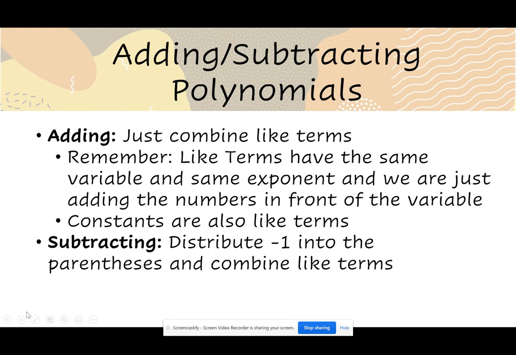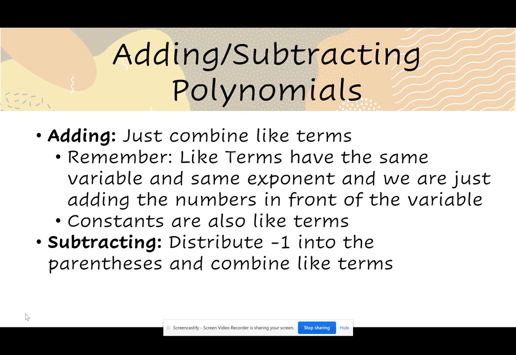When you're adding, you're just combining like terms. And if you recall, like terms have the same variable and the same exponent. Then you just add the numbers in front of the variables, and the constants, which are just like 5 or 3, are all like terms as well. This is why we reviewed this at the beginning of the year.